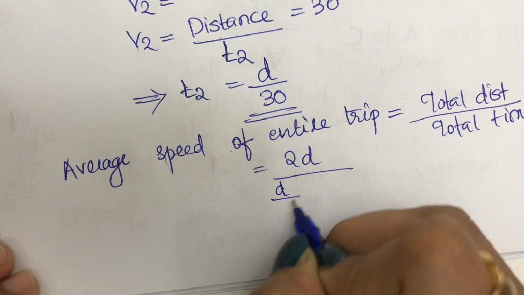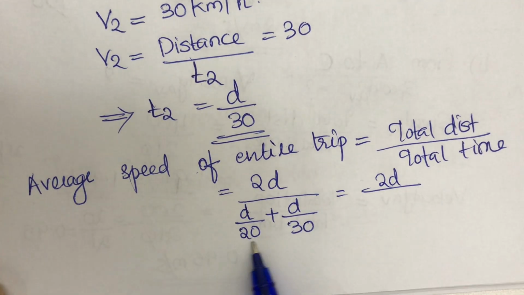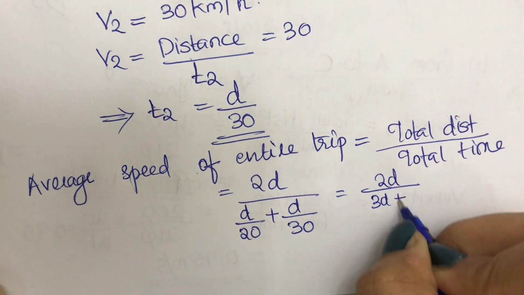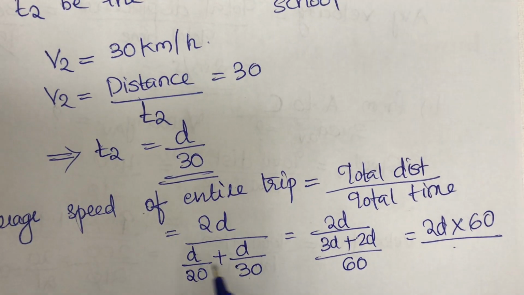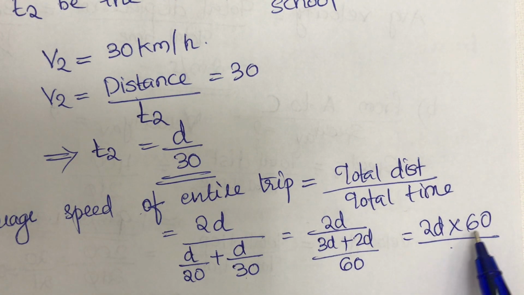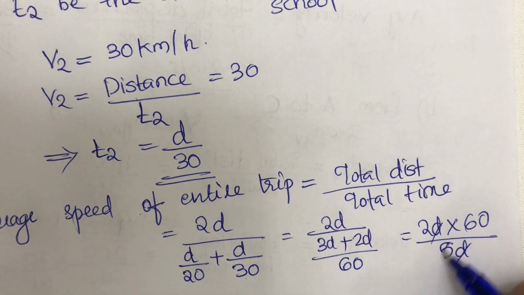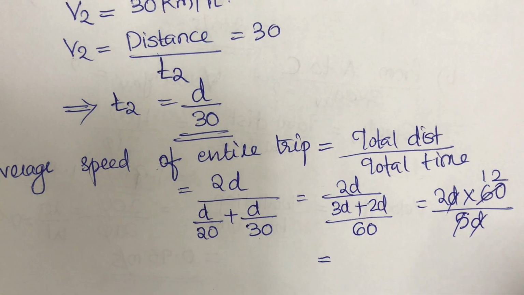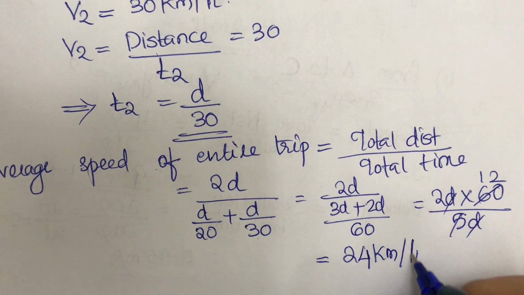So it is D by 20 plus D by 30. So how much will it be? We'll get the LCM, 60. So 20 into 3, so D into 3, plus 30 into 2, D into 2, over 60. So we have taken the LCM and now we got 2D into 60 by 3D plus 2D, which is 5D. And D will get cancelled. 5 into 12 is 60. So 12 into 2 is how much? 24. So the average speed of the entire trip will be 24 kilometer per hour. Okay.